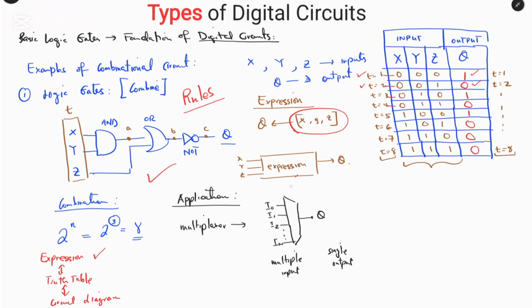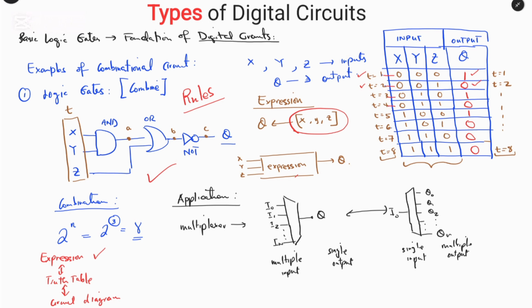And for the demultiplexer, we can have a single input, let's say I0, and we can have Q0, Q1, Q2, all the way to Qn. So in that case, we have a single input to the demultiplexer and multiple outputs. So we can see the difference.